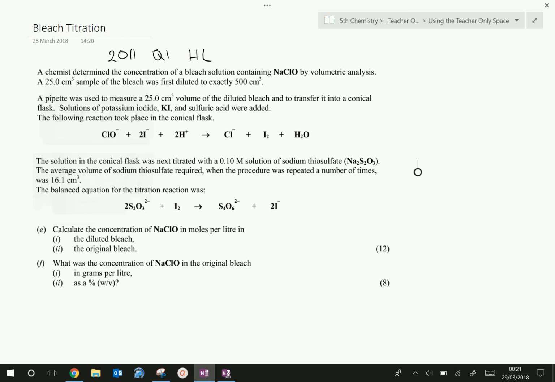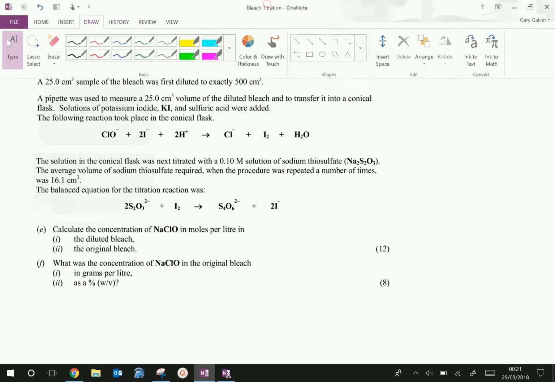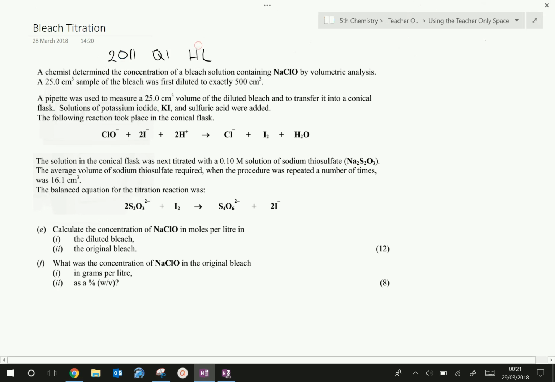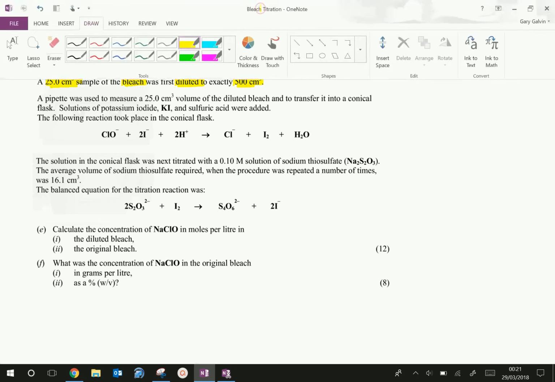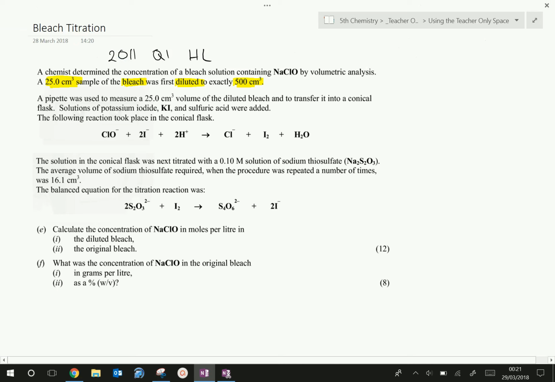So a chemist determined the concentration of a bleach solution containing sodium hypochlorite by volumetric analysis. A 25 ml sample of the bleach was first diluted to exactly 500 ml. So that right there is important. The bleach was diluted to 500 ml. And that's important because we now have a dilution factor.